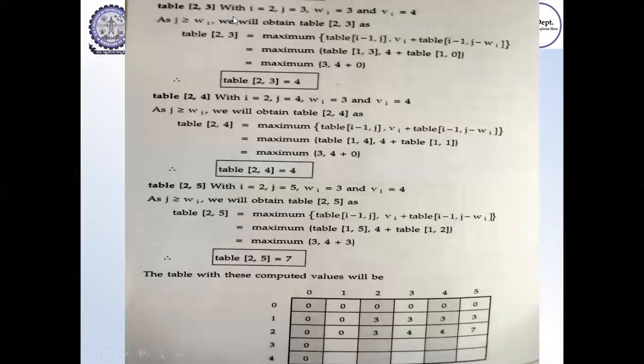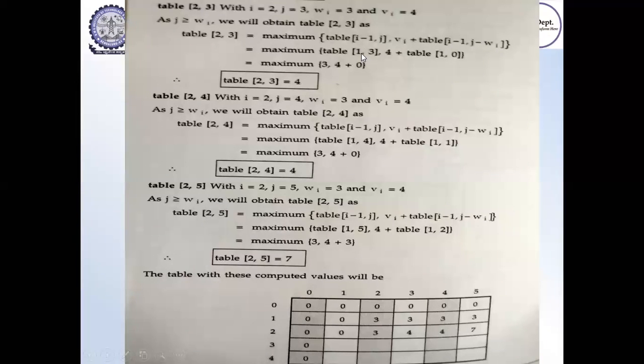Next, I need to fill 2 comma 3. The i value is 2, j value is 3, wi is equal to 3, vi is equal to 4. Now check whether j is less than or greater than wi. It is equal to wi, right? So j is greater than or equal to wi. Again, use this formula, that is maximum of table of i minus 1 comma j, vi plus table of i minus 1 comma j minus wi.